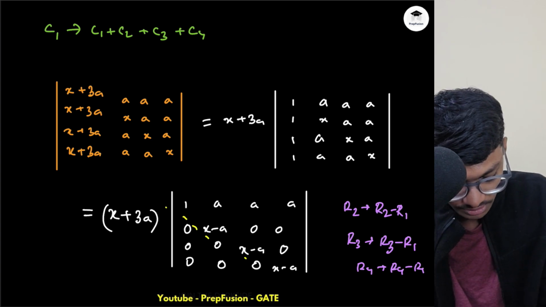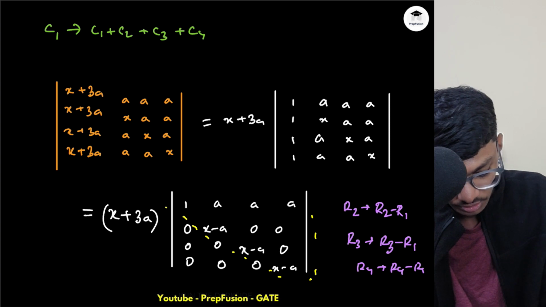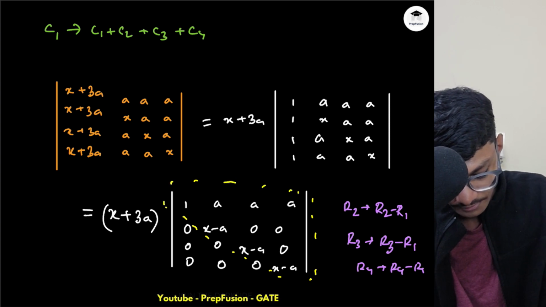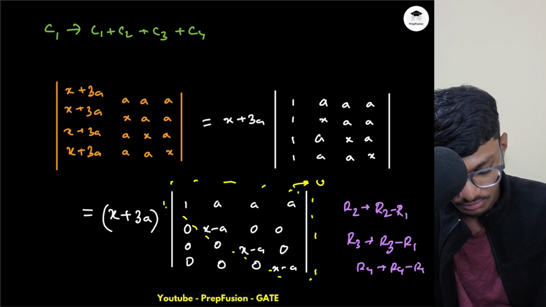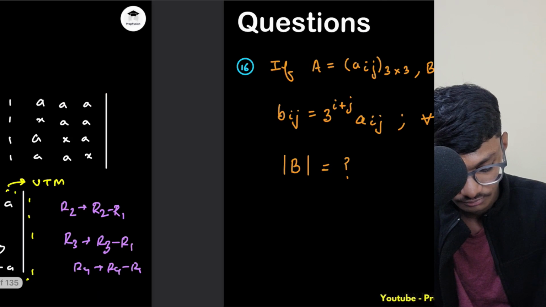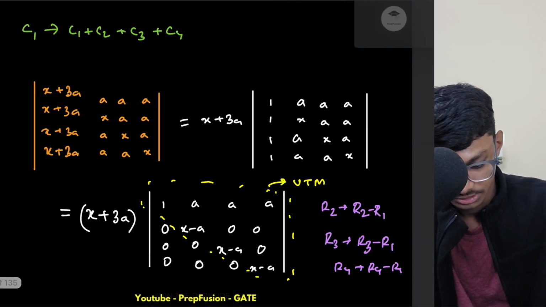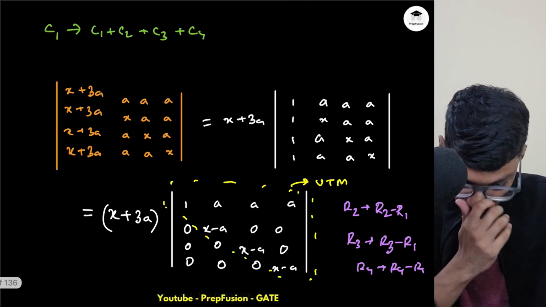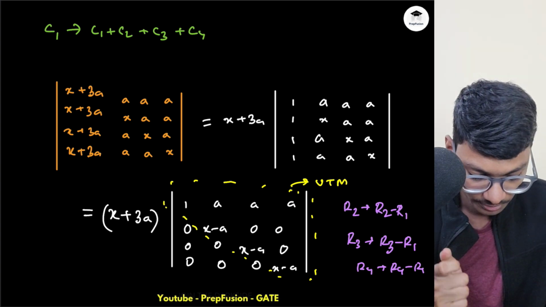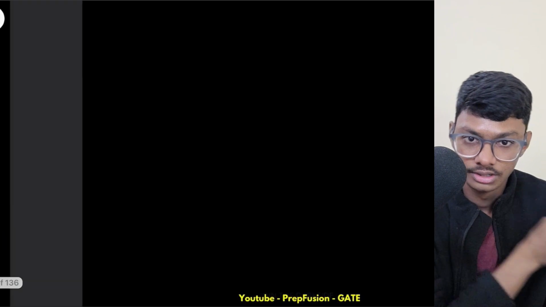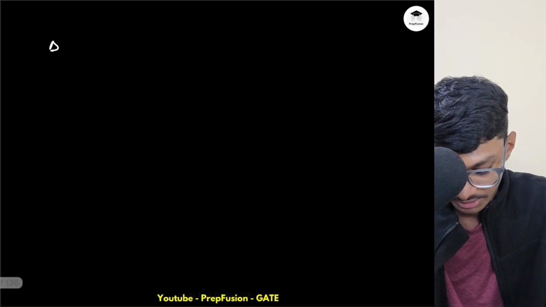If you observe this carefully, this is an upper triangular matrix, UTM. So I can simply multiply the diagonal elements. So what will my determinant delta become?